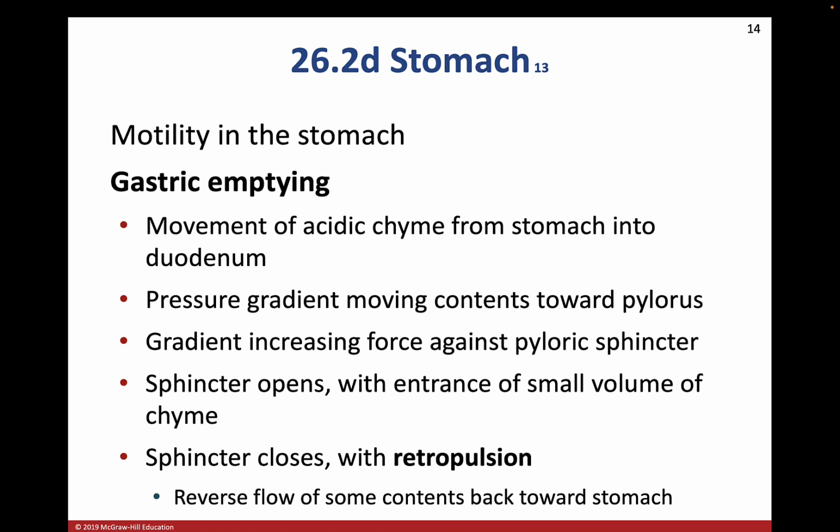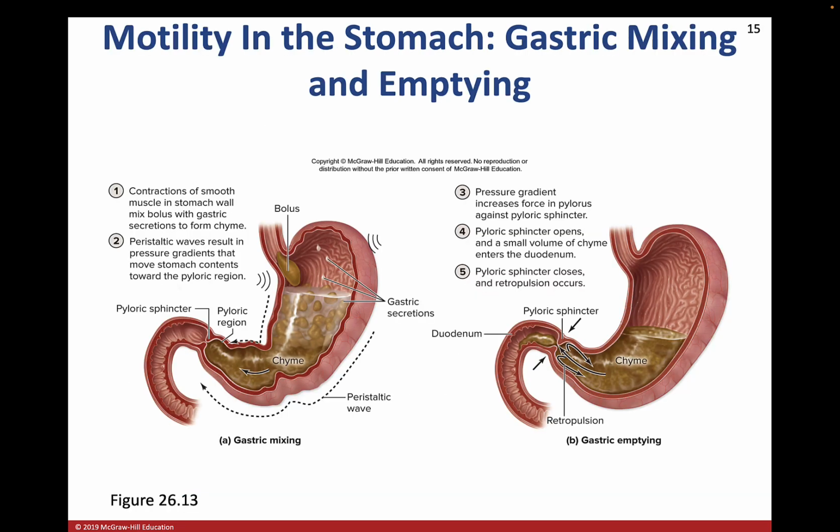Now, gastric emptying. This is the movement of the acidic chyme from the stomach into the duodenum. Now, there's a pressure gradient that moves contents towards the pylorus, and this is the distal stomach. This gradient increases force against the pyloric sphincter. The sphincter opens, and along with that opening is a small volume of chyme. The sphincter closes, and as it closes, there's something known as retropulsion. This reverses the flow of stomach contents back towards the stomach and results in more mixing. So this is really an ongoing process.